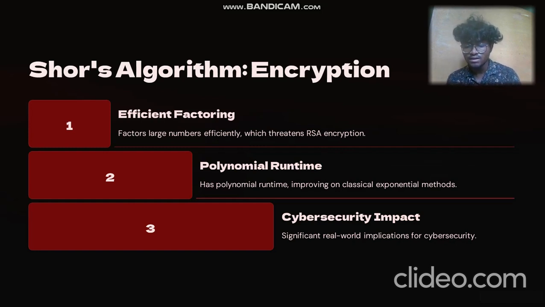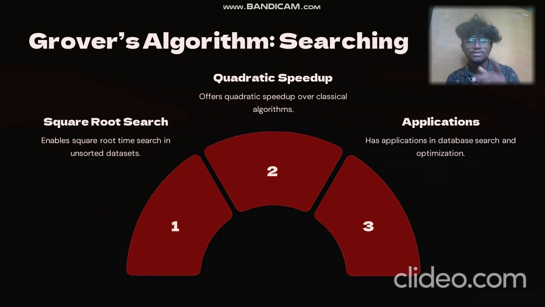And the next real world implication we're going to see is Grover's algorithm. I categorize Grover's algorithm in three stages. The first one is square root search, the second one is quadratic speedup, and the third one is applications. Square root search enables square root time search in unsorted datasets. And quadratic speedup offers a quadratic speedup over classical algorithms.